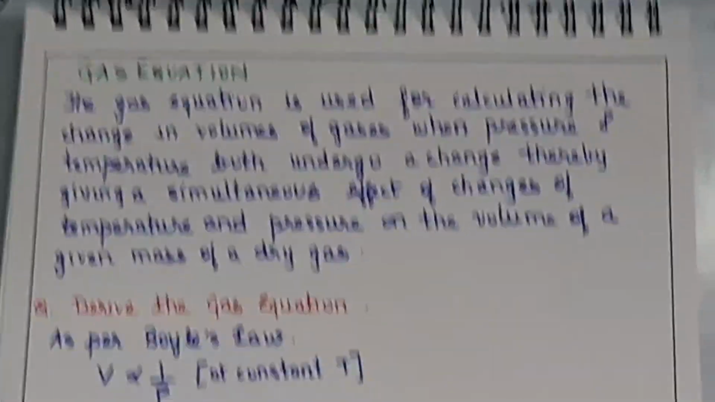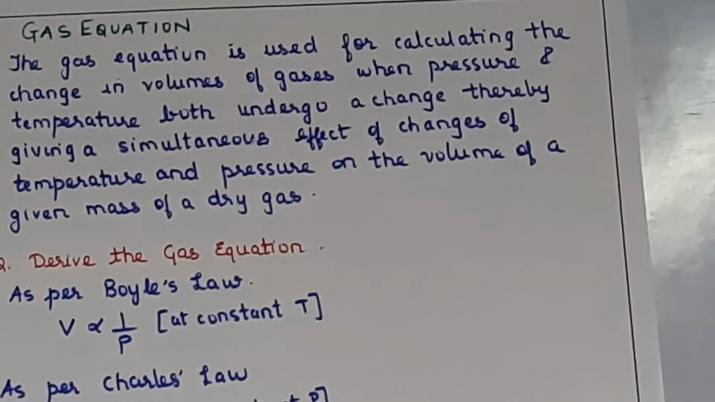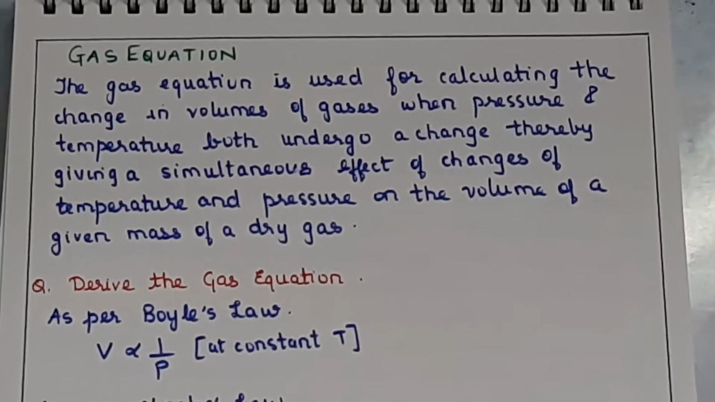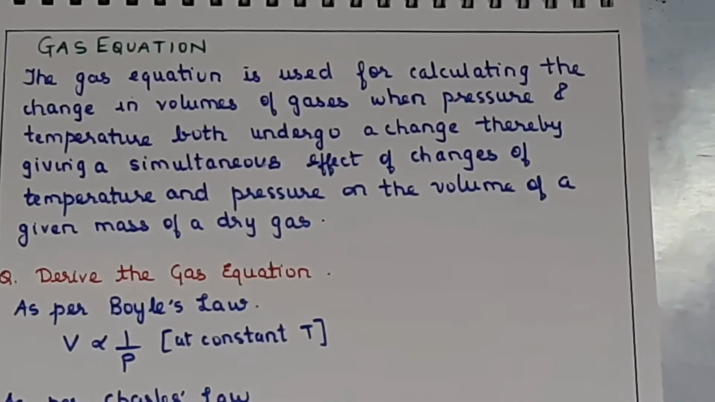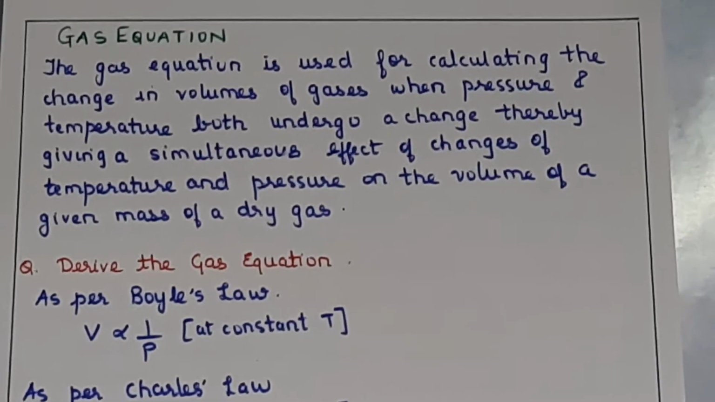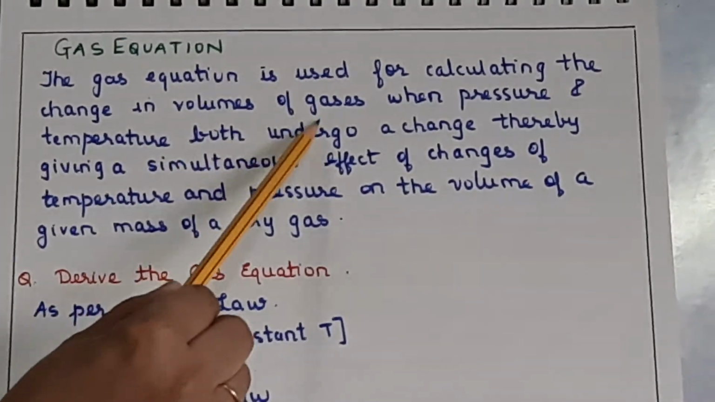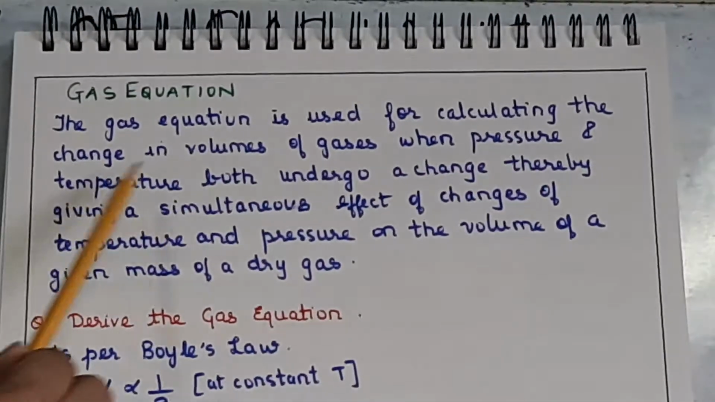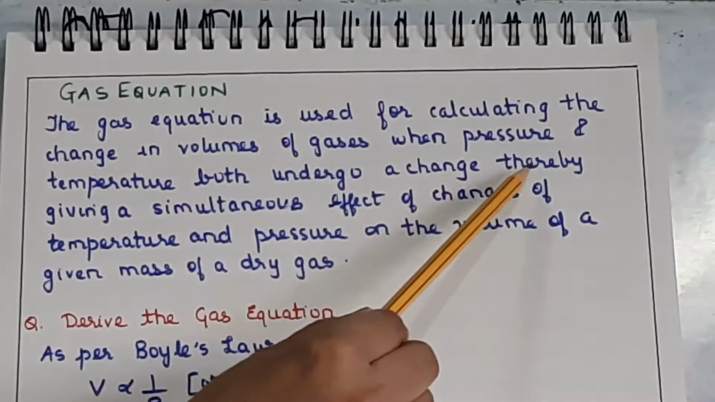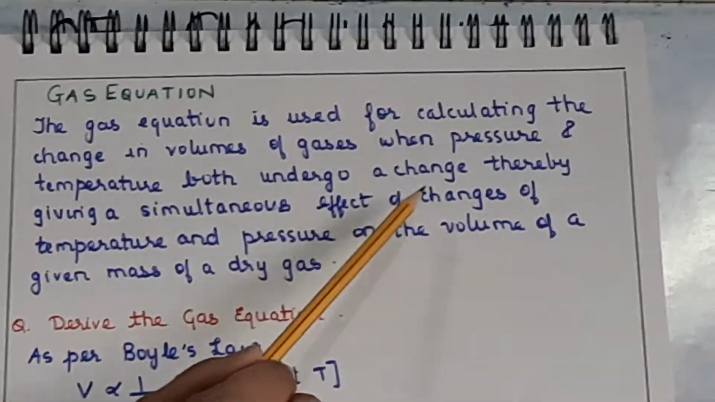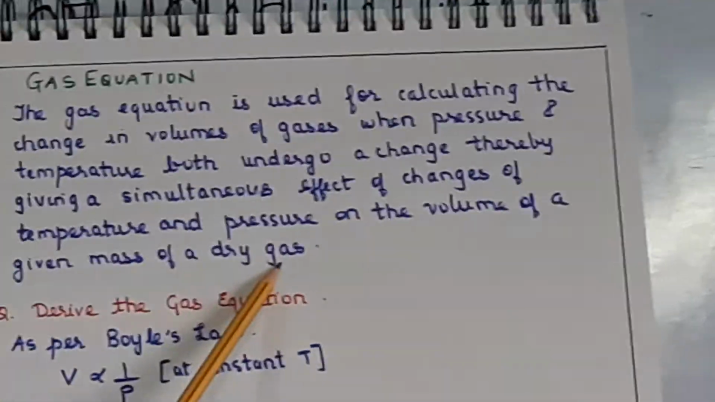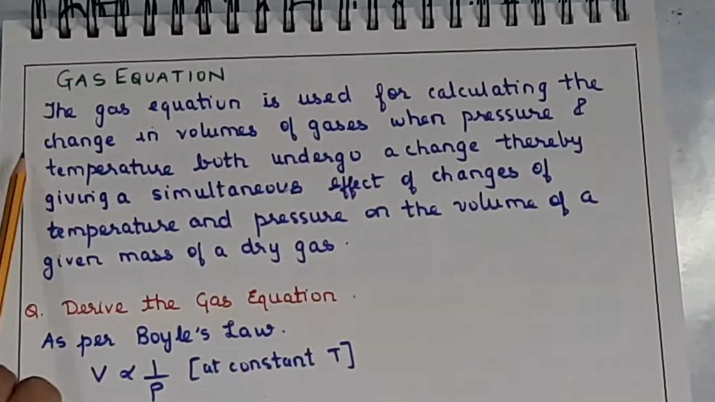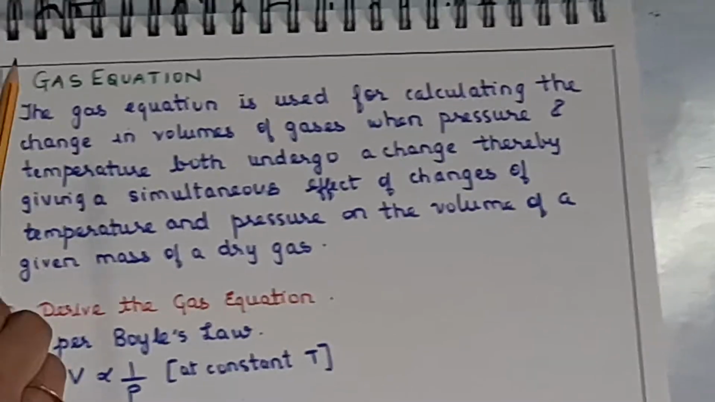So now in the gas equation, we are going to see the change in the volume considering both the temperature and pressure conditions. The gas equation is used for calculating the change in the volume of gases when pressure and temperature both are undergoing a change. So you are getting a simultaneous effect of the change of temperature and pressure on the volume of the given mass of dry gas. This is just for your information, to know what the use of the gas equation is.